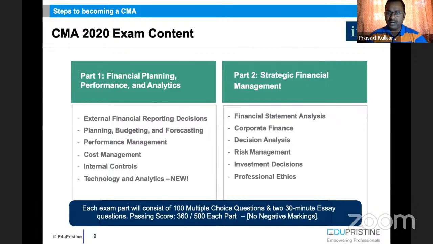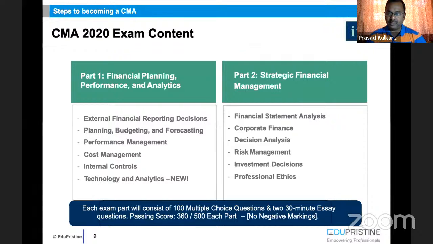Part two is strategic financial management. We'll start from financial statement analysis, corporate finance, decision analysis, a very important topic as far as the CMA course is concerned. Risk management, investment decision, and professional ethics. Again, professional ethics also is a very important topic, not just from a theoretical point of view, but because we do not understand what ethics is. There is a thin line between what is ethical and what is not ethical. So, as a profession, we need to understand the code of conduct that has been laid down by IMA for CMAs. Okay, so we need to understand what is ethical, what is not ethical, what is right and what is not right. There is a very thin line that we need to understand, and we need to balance it.